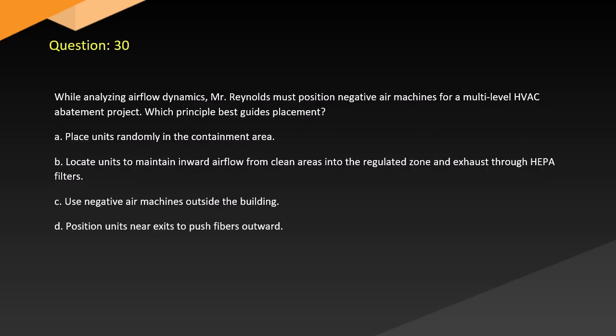Question 30. While analyzing airflow dynamics, Mr. Reynolds must position negative air machines for a multi-level HVAC abatement project. Which principle best guides placement? A. Place units randomly in the containment area. B. Locate units to maintain inward airflow from clean areas into the regulated zone and exhaust through HEPA filters. C. Use negative air machines outside the building. D. Position units near exits to push fibers outward.